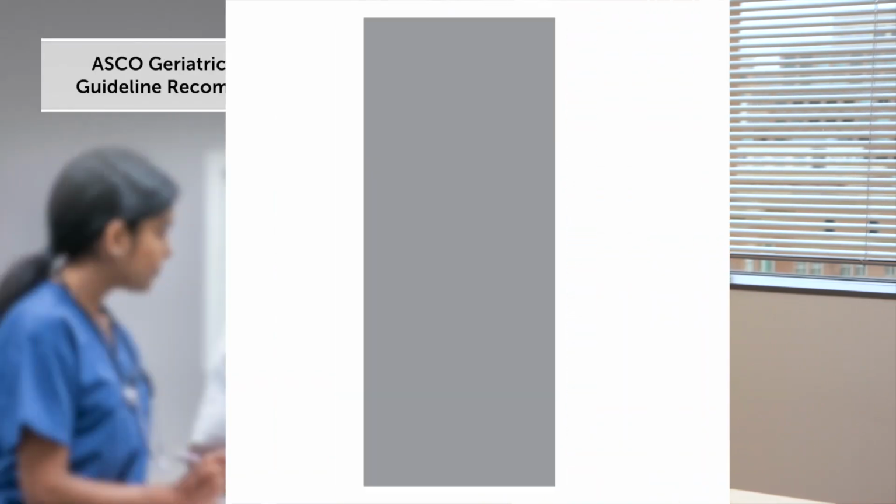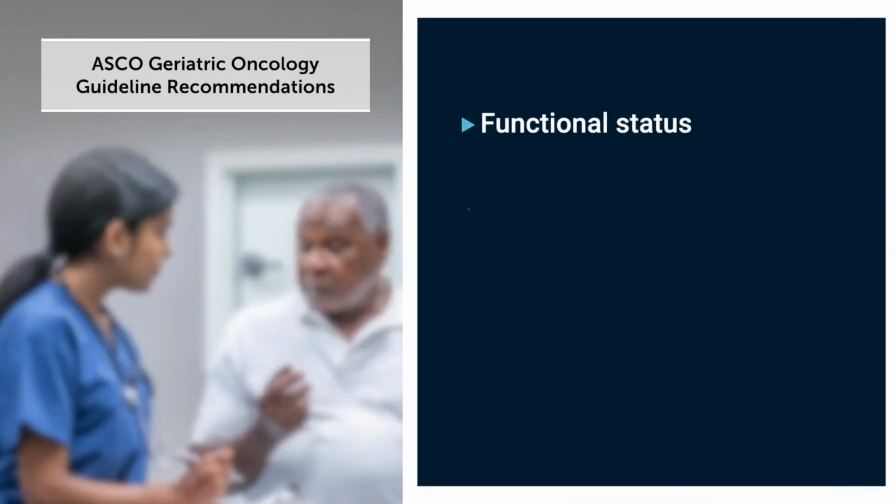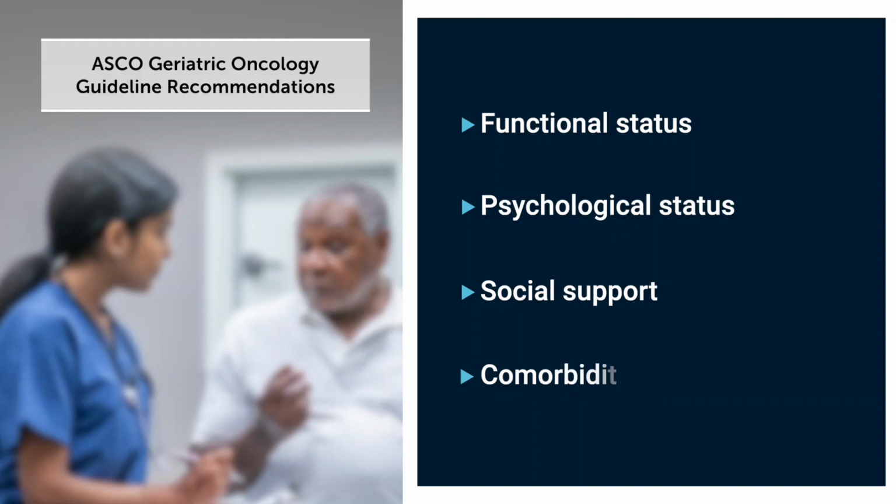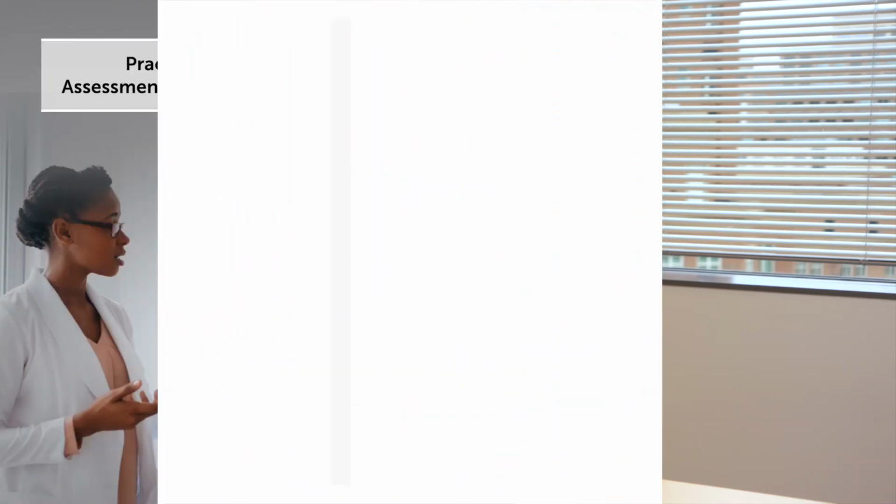The ASCO Geriatric Oncology Guideline recommends including an assessment of functional status, psychological status, including both depression and anxiety, social support, and comorbidities as part of all geriatric assessments. There are several tools that can be used for each domain, and it can be hard to identify a tool for each. Therefore, we recommend using tools in the Practical Geriatric Assessment developed by ASCO.